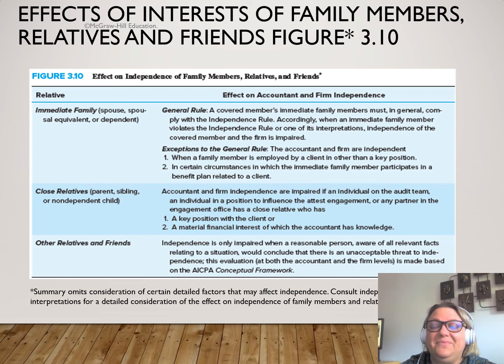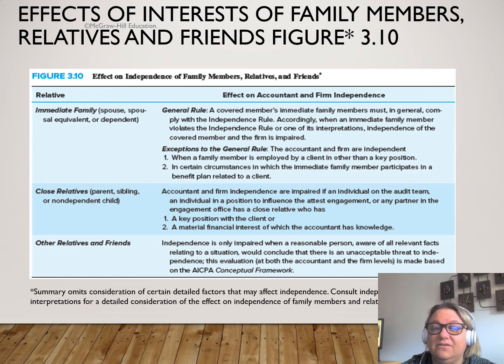One of the little tidbits was client relatives, okay? If they have a client relative, which is a parent, sibling, or non-dependent child, and they are in a key position or have a material financial interest, and the accountant has knowledge, that is something that they added in the book that I didn't know about. I just assumed it was all, but you actually have to have knowledge. That's kind of iffy because, of course, the first thing you're going to do is deny. But I would watch that carefully.